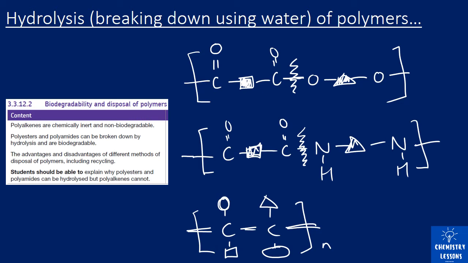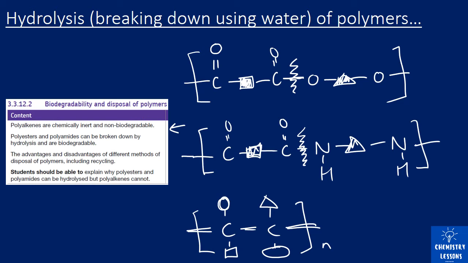So addition polymers, your polyalkenes, are non-biodegradable. They will not break down, because they are chemically inert, this carbon-carbon double bond. And that's your first bullet point there, look. Polyalkenes are chemically inert and non-biodegradable.